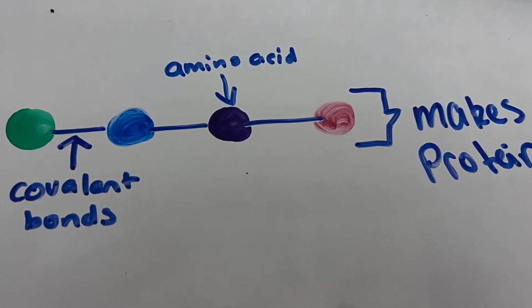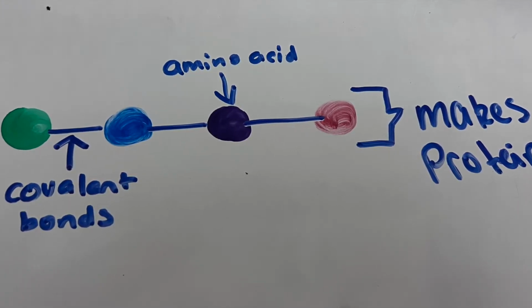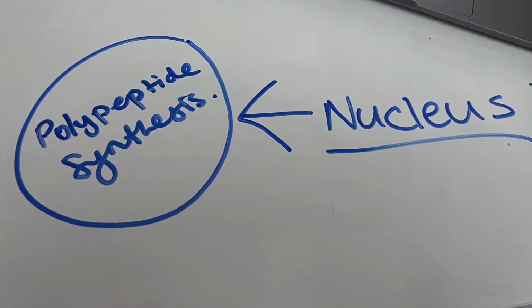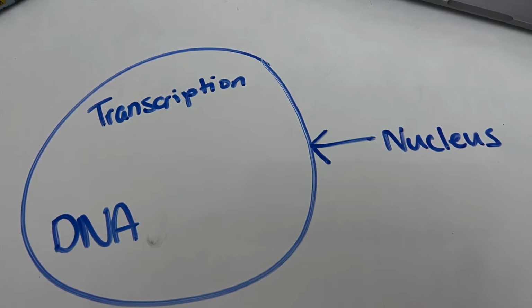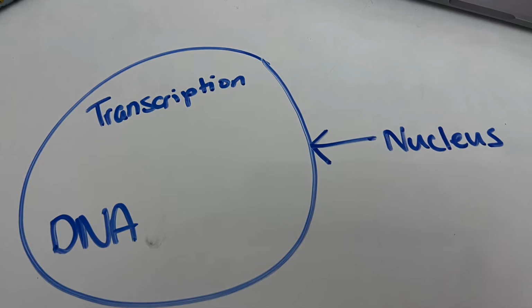Polypeptide synthesis is the process of making a polypeptide. Polypeptide synthesis occurs within the nucleus. During polypeptide synthesis, two main tasks occur. These are called transcription and translation. Transcription occurs within the nucleus, alongside the DNA.